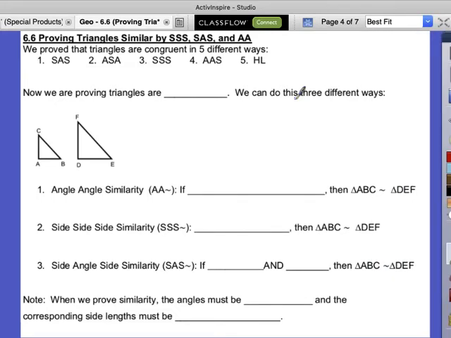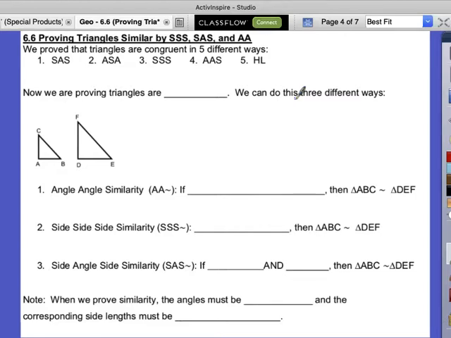Geometry. Fun Sock Friday, the most flipped day of the week. Students will be able to prove triangles similar by angle-angle, side-side-side, and side-angle-side. Section 6.6. Didn't we do this? No, we had triangle congruence. Yeah, we did triangle similarity. Wow, so this is a big one.